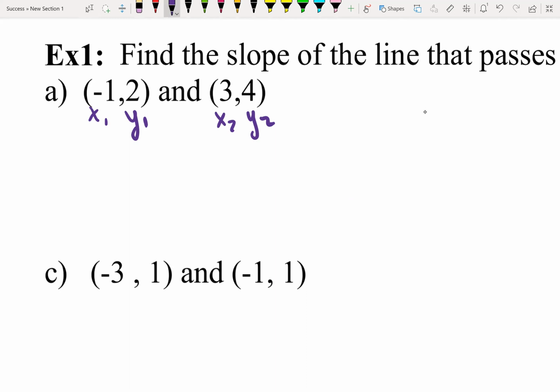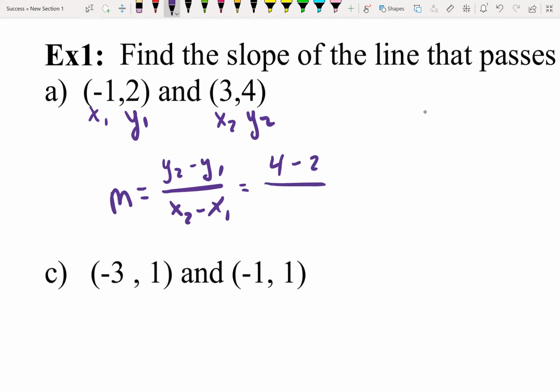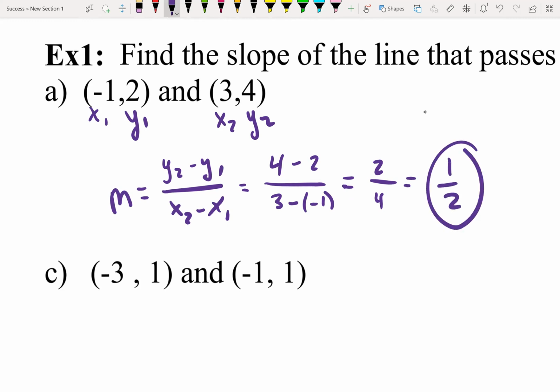So when I go to find the slope of that line, we said our slope formula was y2 minus y1 over x2 minus x1. We've already labeled all this stuff down. So y2 is 4 minus y1 is 2 over x2 is 3 minus, and I'm going to put this in parentheses because it's a negative, negative 1. Now I can go ahead and clean this up a little bit. 4 minus 2 is 2. 3 minus negative 1 is going to give you 4. So I got 2 over 4, but remember we want to simplify that down into 1/2.